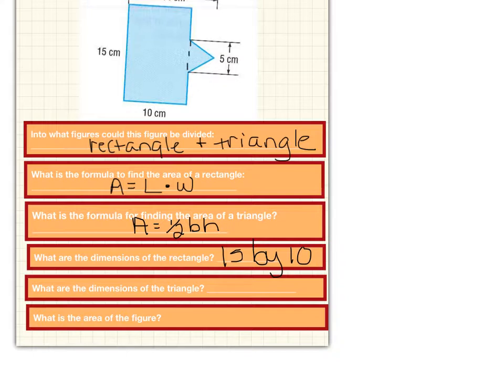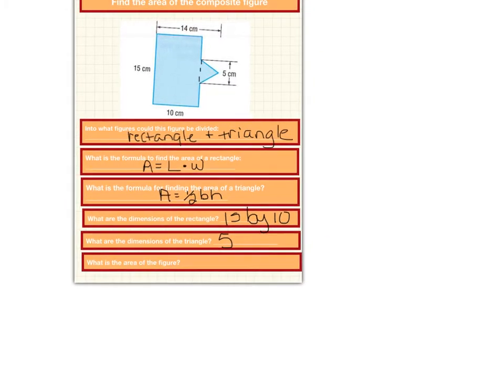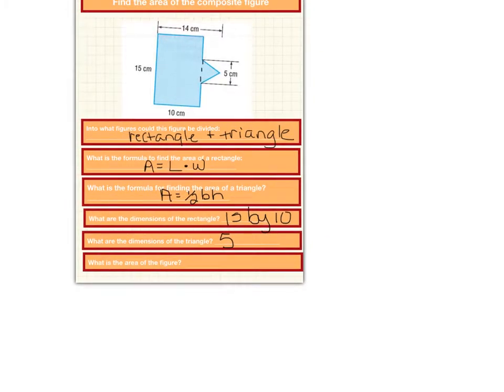What are the dimensions of the triangle? Okay, the triangle has a base of 5 and a height. Let's see if it shows it here better. The dimensions of the triangle are the height of... it doesn't really show the height, does it? So let's find the area of this.